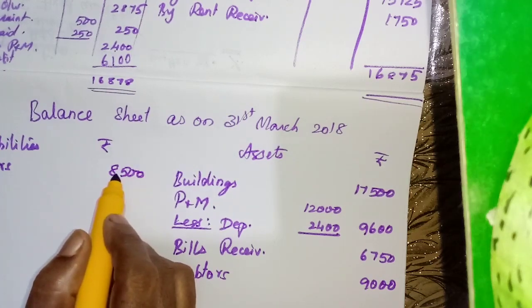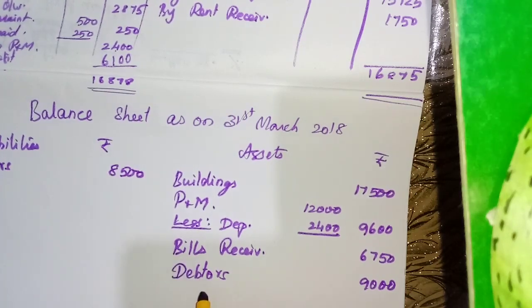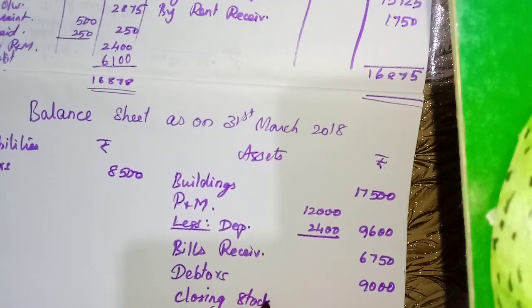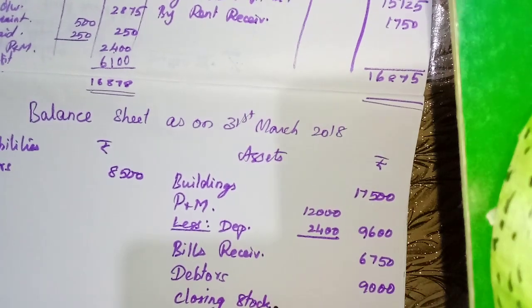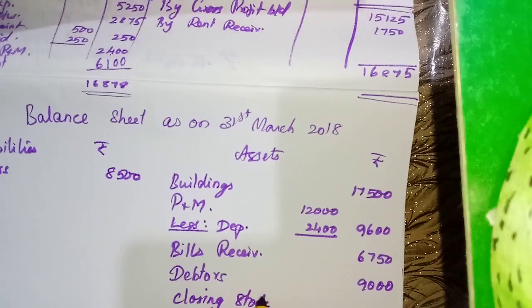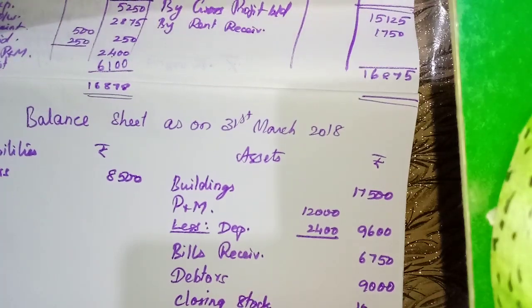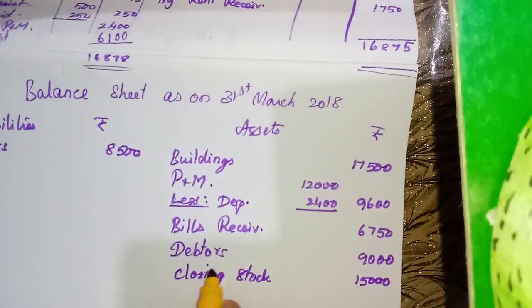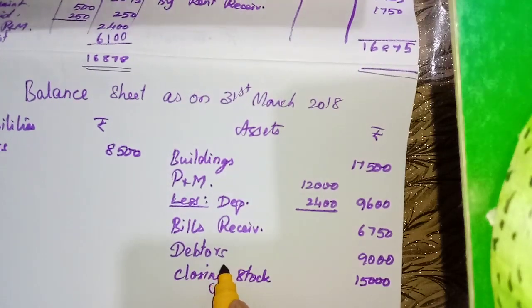Okay. Creditors. Then cash. Before writing cash, we will write the closing stock. Second place. The adjustment item will appear in 2 places. Okay. So now 15,000. Now we will write the cash last.